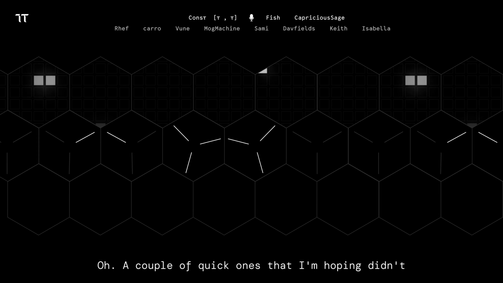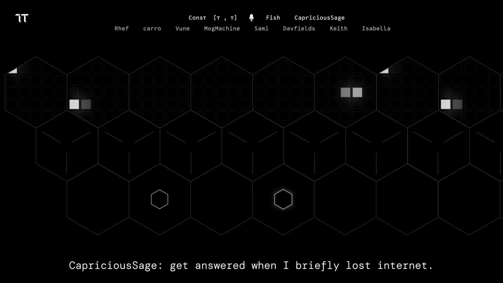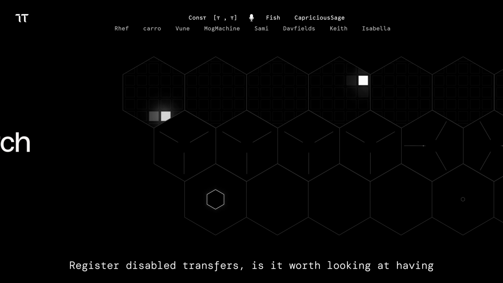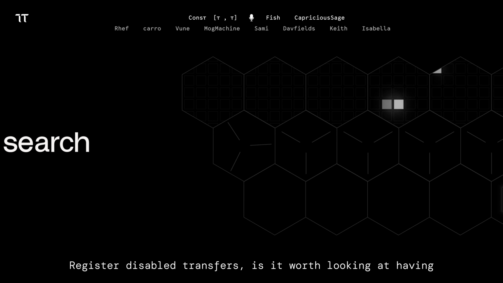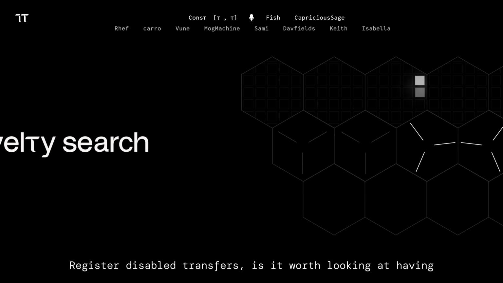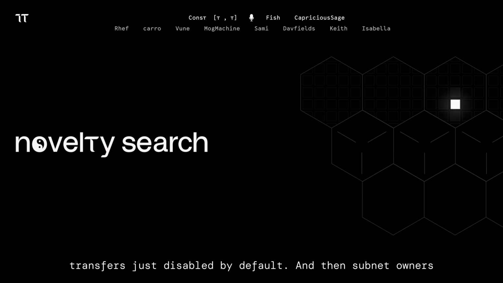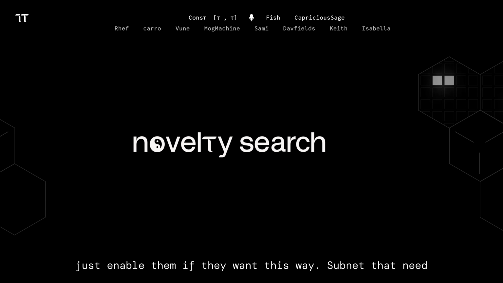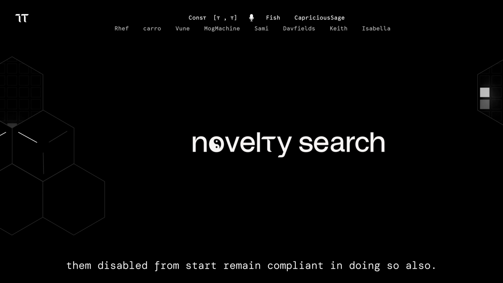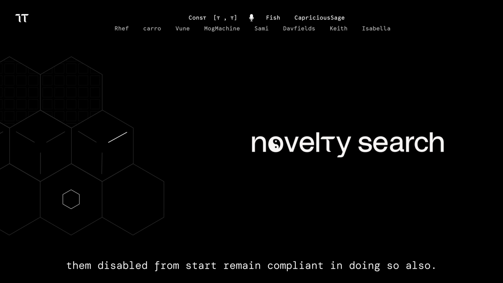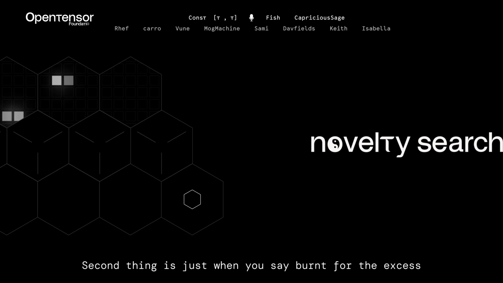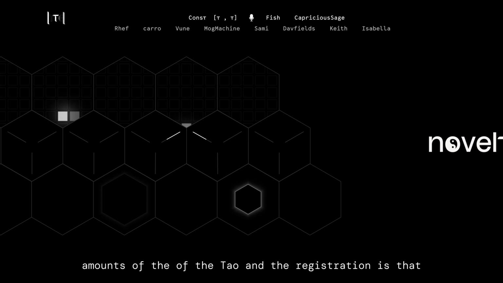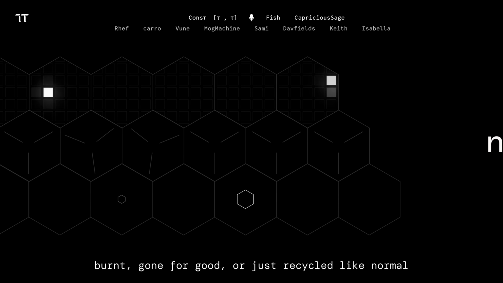Couple of quick ones that I'm hoping didn't get answered when I briefly lost internet. With the discussion on subnet owners being able to disable transfers, is it worth looking at having transfers just disabled by default, and then subnet owners just enable them if they want? This way, subnets that need them disabled from start remain compliant in doing so. Also, second thing is just when you say burnt for the excess amounts of the TAO and the registration, is that burnt, gone for good, or just recycled like normal?